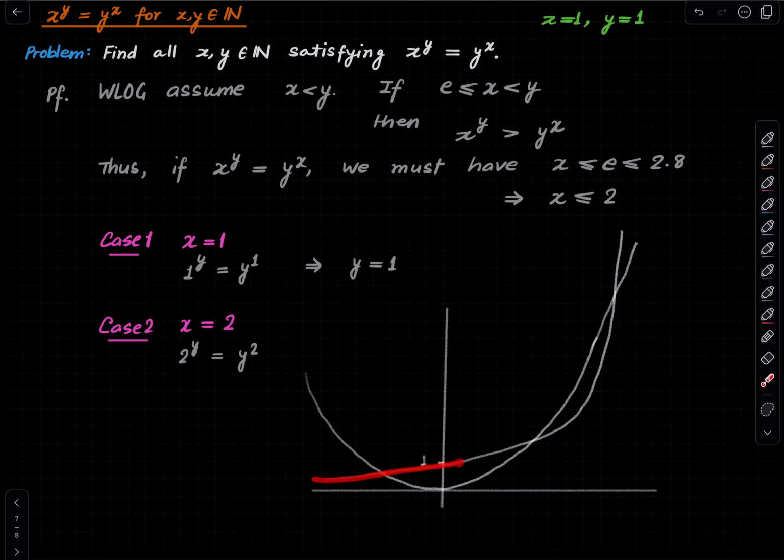The exponential of 2 will first cut this quadratic, go below, remain below for some time, but at 4 it will cut again, and then there is no coming back. This will completely beat the quadratic polynomial. So here there are only two solutions. I encourage you to work this out for yourself as to why exactly. So there are only two solutions here, namely y is equal to 2 and 4. So x equals 2, y equals 2, and x equals 2, y equals 4. There are only three solutions to this equation in natural numbers.